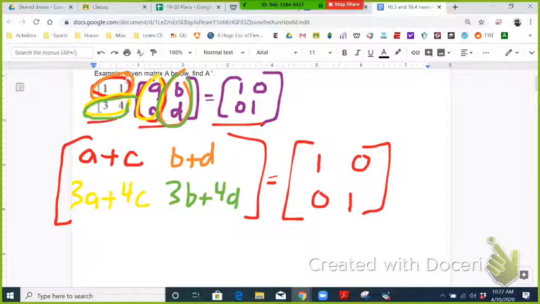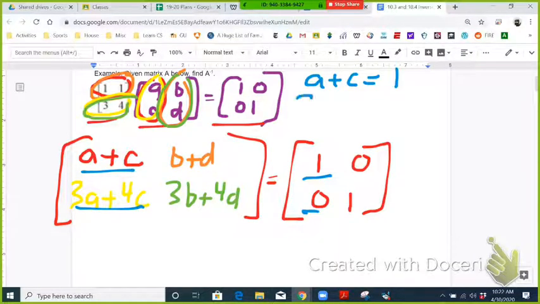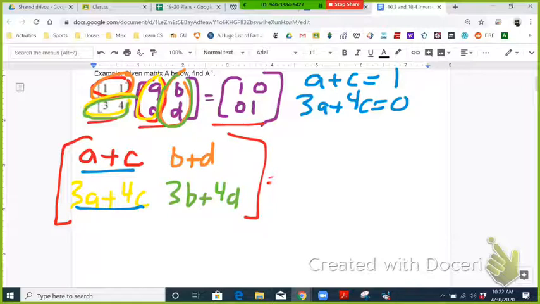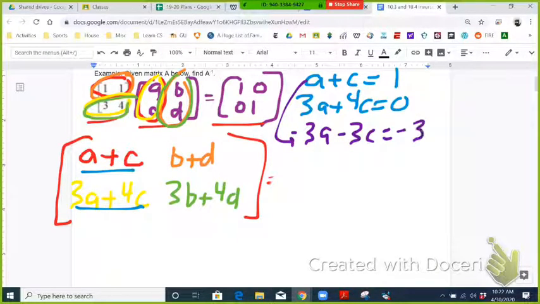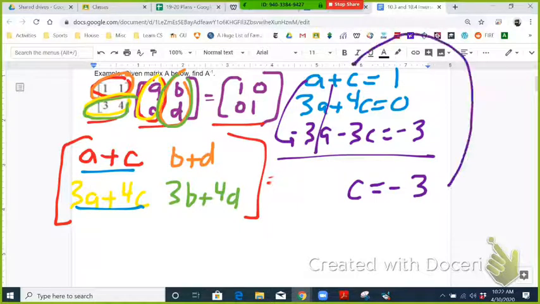Then what you would do is take each entry in the same spot and set them equal. So A plus C is equal to 1, and 3A plus 4C is equal to 0. Then we're going to solve this system. I'm going to multiply everything in the top row by -3, and I get -3A minus 3C equals -3. Add these up, and the A terms cancel out, and C is equal to -3. Then I can plug -3 back into the original, and I get A minus 3 is equal to 1, and I get A is 4.